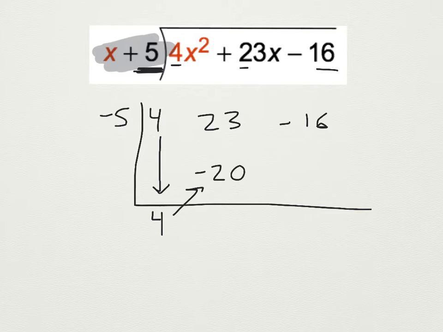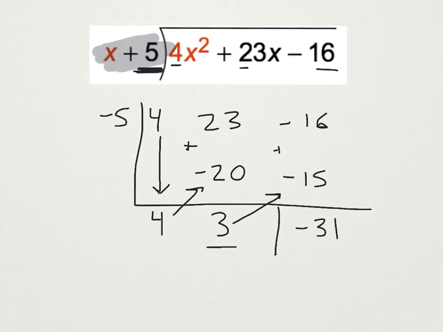And now we just combine the 23 and the -20. What's 23 minus 20? 3. And we multiply the -5 by the 3. And what do we get? -15. So we write that there. And then we just combine these two. So what's -16 minus 15? -31. So now our last number that we write here is our remainder.